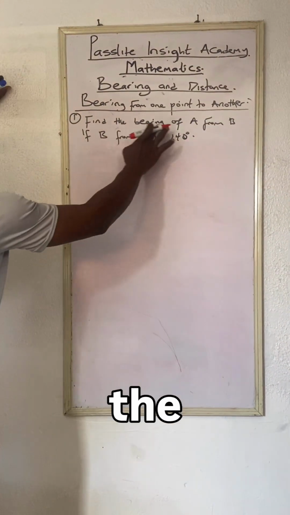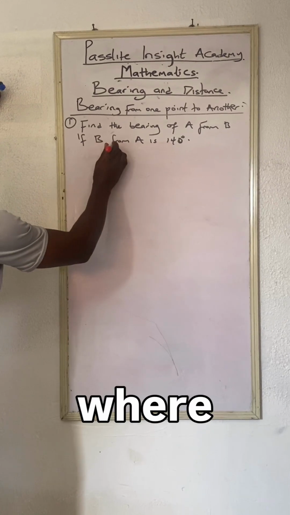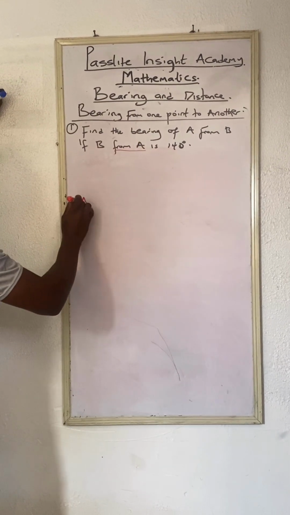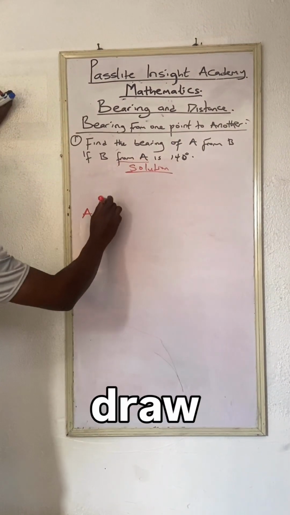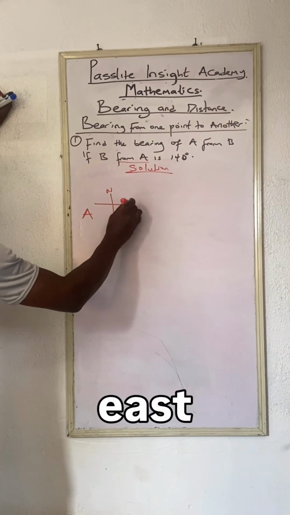So let's see. Find the bearing of A from B, if B from A is 140 degrees. From A, you have a point A, and B is at 140 degrees. So your solution starts now. Draw your four cardinal points this way: your north, south, east, and west.